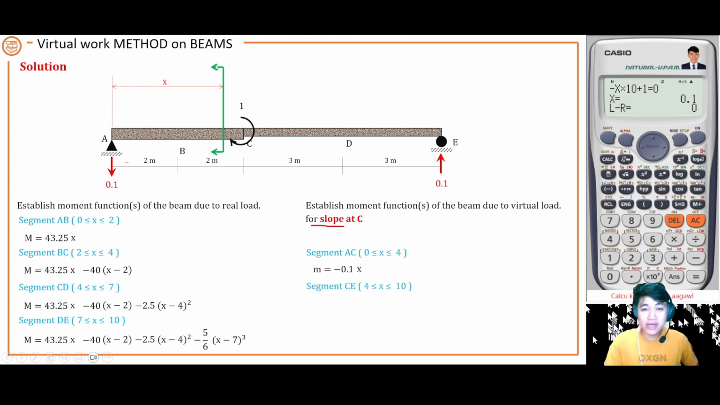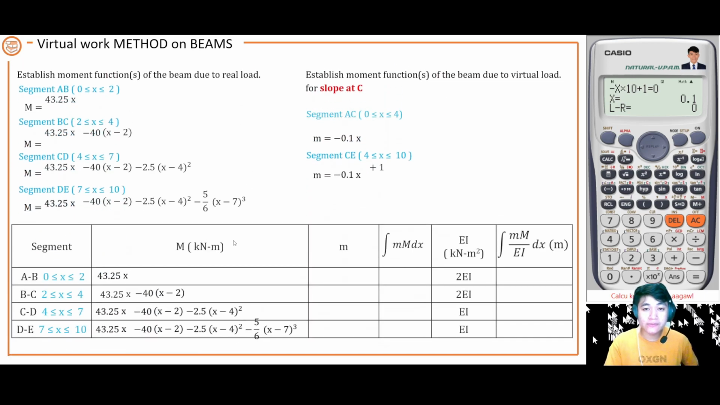Then let's move the cutting section to C to E. Let's take moment about this cutting section. So we have negative 0.1x plus 1. Okay, that's it. So we have two segments for these loadings. Now let's tabulate the results.